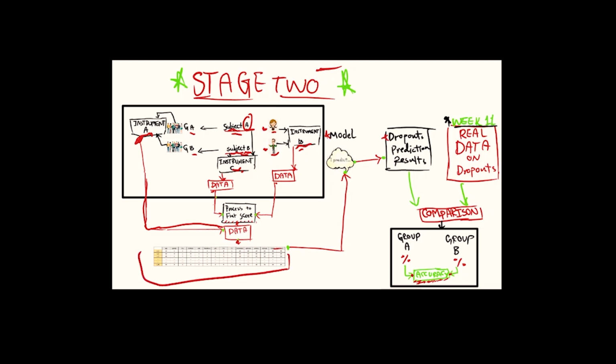Now what I would do, I will take this data into my model, which I have created earlier in stage 1, the predictive model, and I will produce the dropout prediction results. This is going to be in week 0 because everything is ready. Now week 10 will tell the truth. Take the real results against what I have predicted and make a comparison on both the groups.